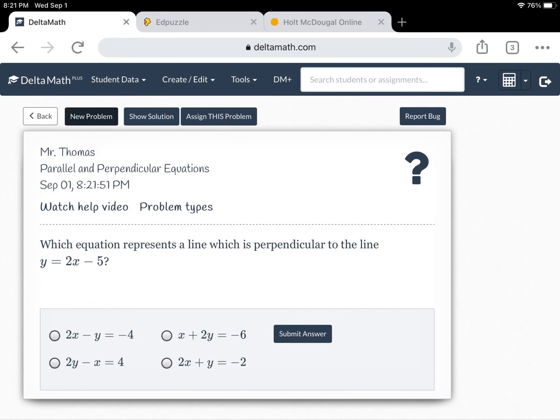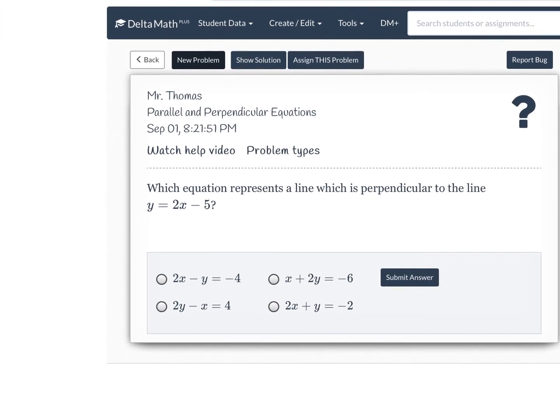Which equation represents a line which is perpendicular? So same thing. The difference is now we have an actual equation that is not horizontal or vertical. It has a slant to it. So the slope of this one is 2. So again, it's the opposite reciprocal. So 2 over 1. To do the opposite, I make it negative. Reciprocal means I flip it. So this is the slope I'm looking for, negative 1/2.